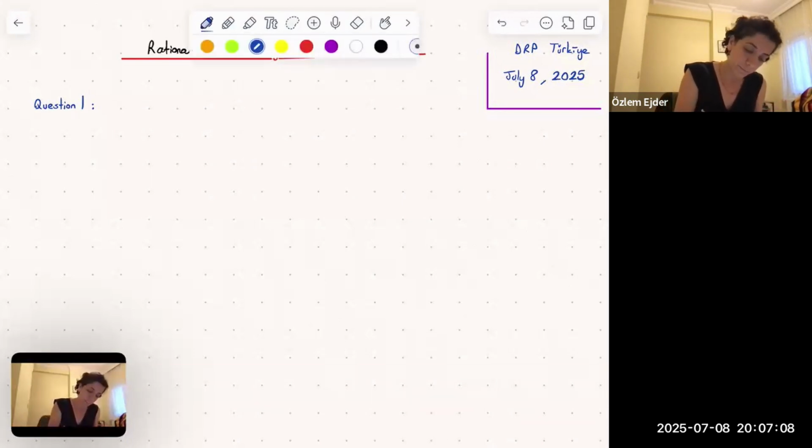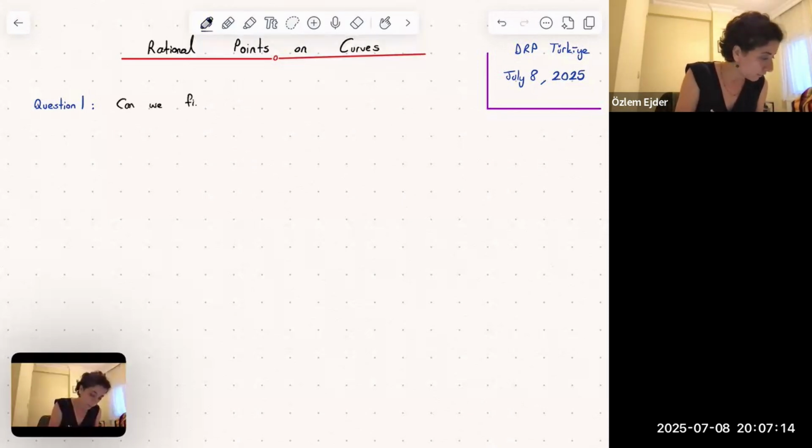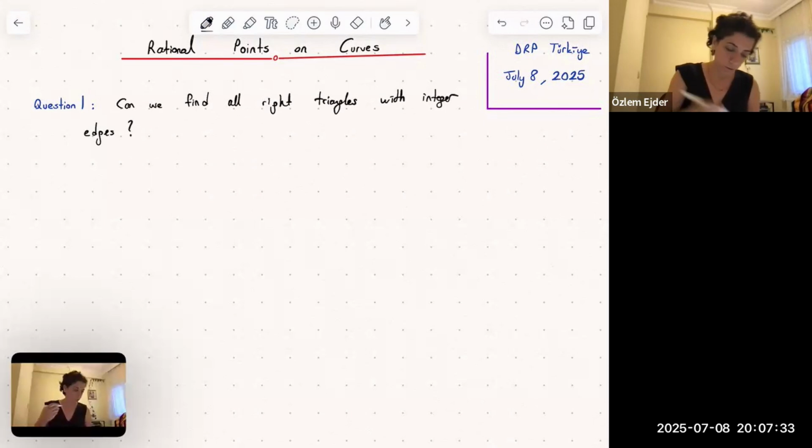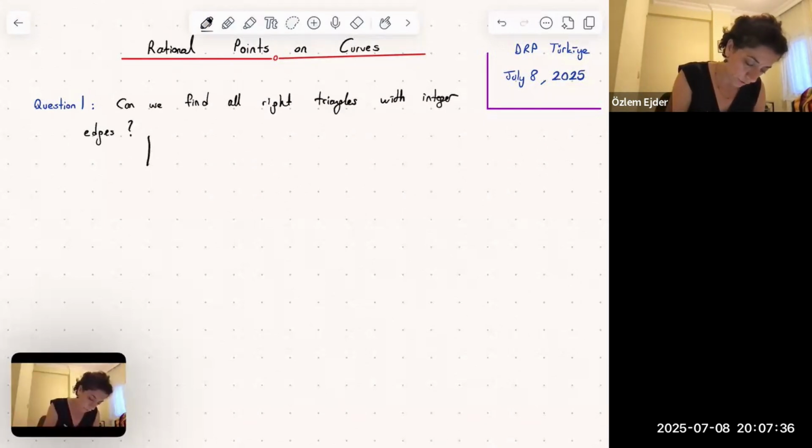Okay, so I'll start my talk with a simple question that you may have seen before. So let me write that. Can we find all right triangles with integer edges? Geometrically I'm asking, I have a triangle and I have the side lengths A, B, and C, and I want A, B, and C to be integers.